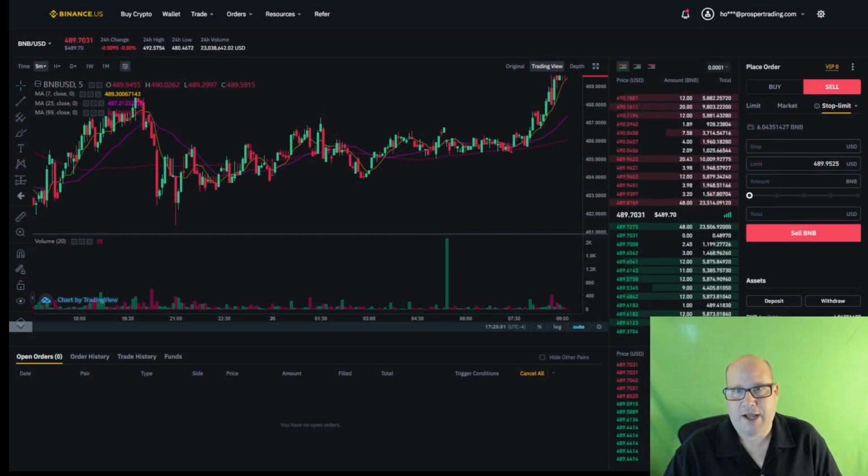Let's take a look at how we would do a stop limit order here on Binance Coin on Binance.us. So again, I have a little over 6 Binance Coin in this wallet. It's trading right now at about $489, almost $490. But let's say I want to protect myself if it drops down to $450. So I would enter $450 into the top category.